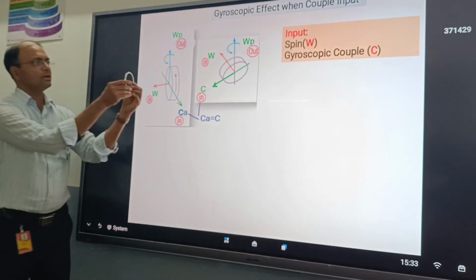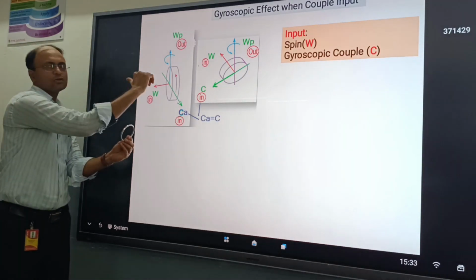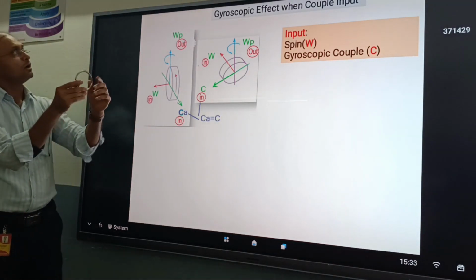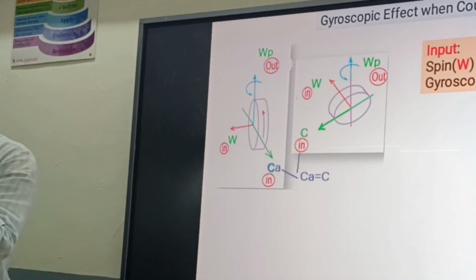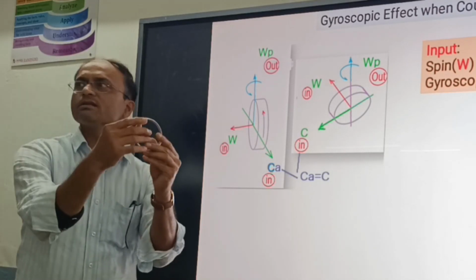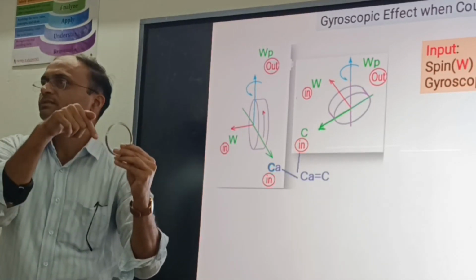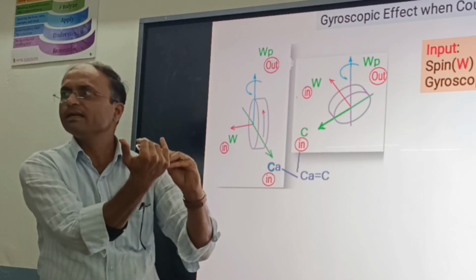This is a rotating disc, again same orientation. Okay, rotating like this. So axis of spin. Okay. Now in this case, couple is input. How do you make couple to act on this disc? Disc is rotating like this, and I have to act couple on the disc. How will you make it act? You will have to tilt it like this.